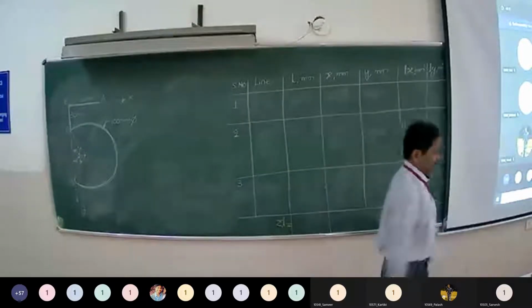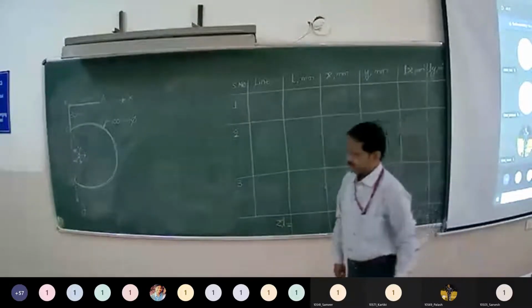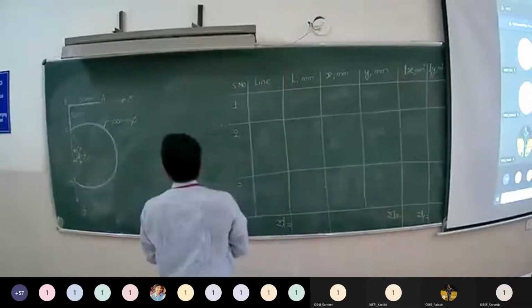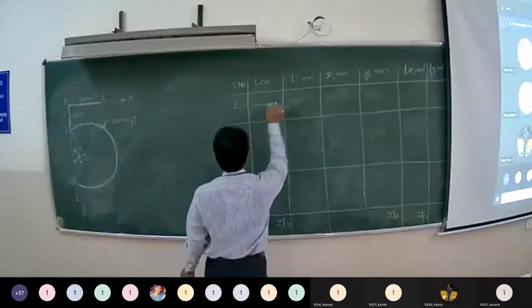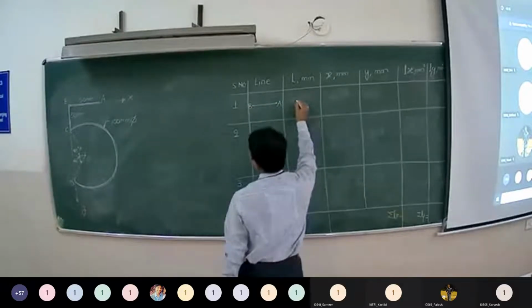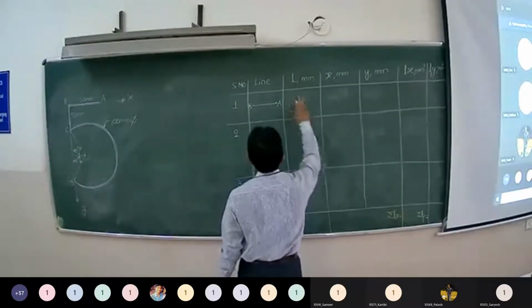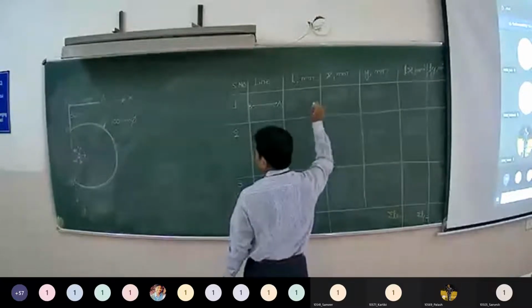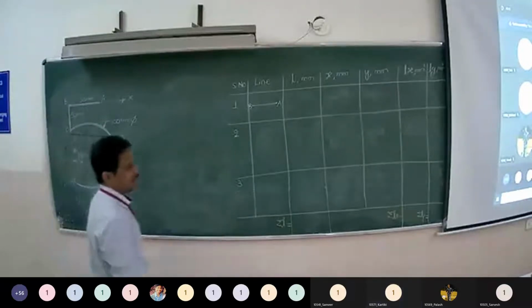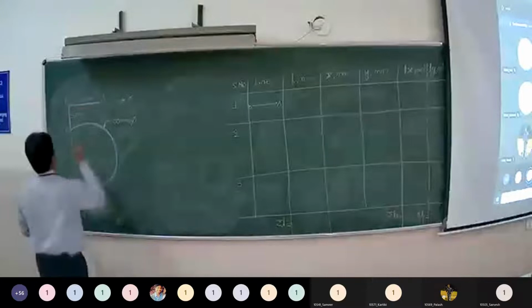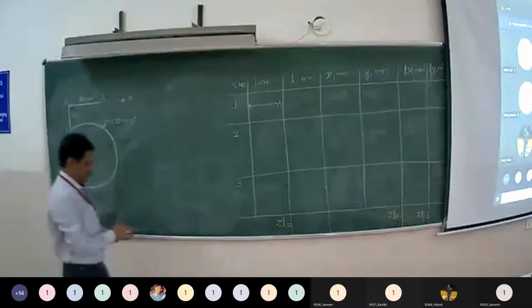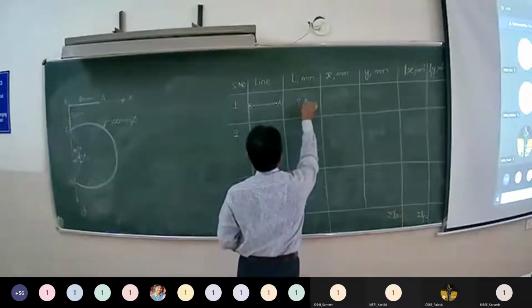Now roll number 17. Yes, sir. Now tell me, for line AB, what is the length? 80 millimeter. Yes, sir, it's 80. You've written 50 over there. In the figure, it is given 80. Yes, sir, in figure it's 80. Okay. So it is 80 millimeters.